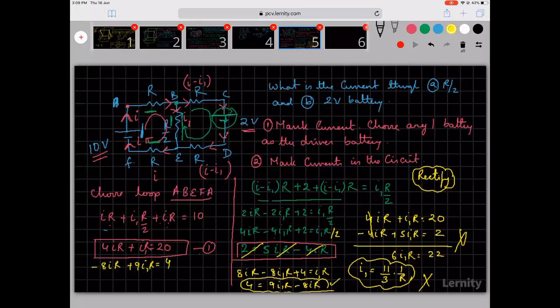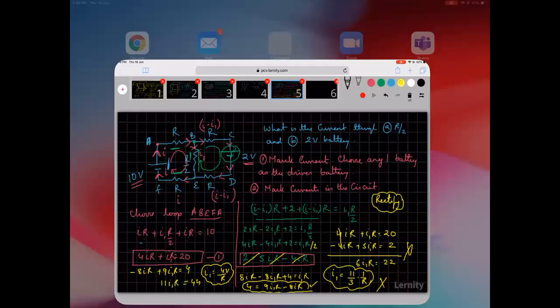So you multiply the first one by 2 and add them. When you multiply the first one by 2 and add them, you will get 11 I1R is equal to 44. So you will get I1 is equal to 4 by R. Anyway, don't worry, please work on it and make sure that you are getting the answer.